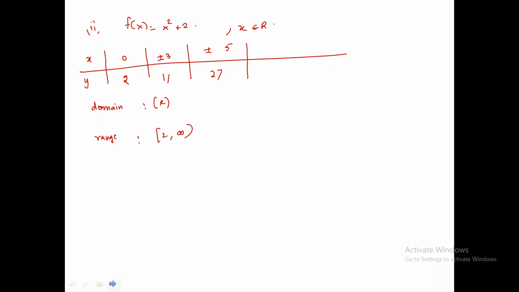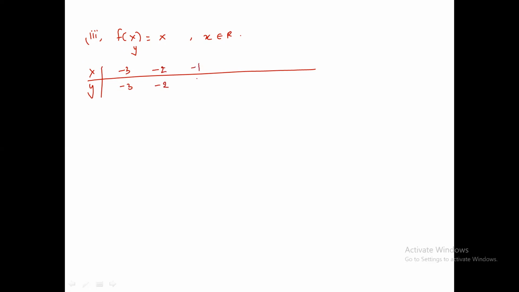Third one I already told you. Already we did the third one. F of x is x. X is a real number. Whatever is x, the same is y. X and y are the same. So if x is minus 3, y is minus 3. X is minus 2, y is minus 2. X is minus 1, y is minus 1. X is 0, y is 0. X is 1, y is 1. X is 2, y is 2. Like that.